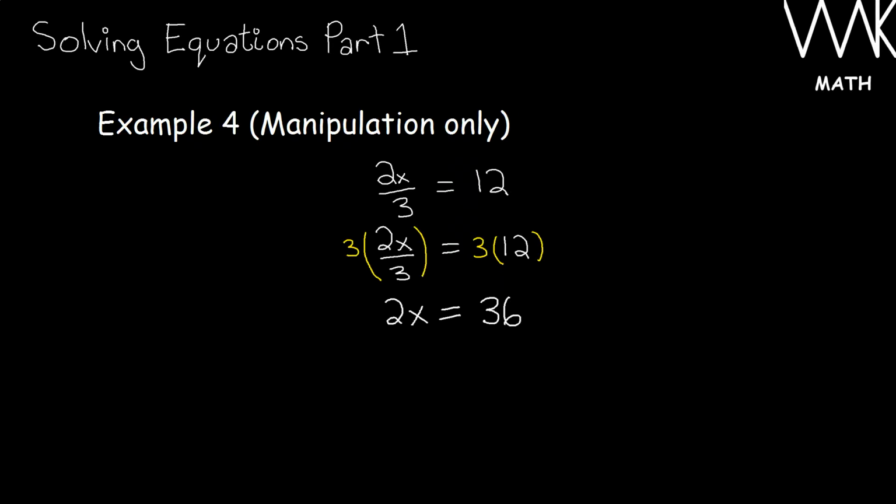From this step, the next thing we will do is to isolate x, and we have to deal with this times 2 term. To remove this, we need to divide the left side by 2, and we also have to divide the right side by 2 to keep the equation balanced. This results in the left side as being x, and on the right side as being 18. So the solution we got is x equals 18.